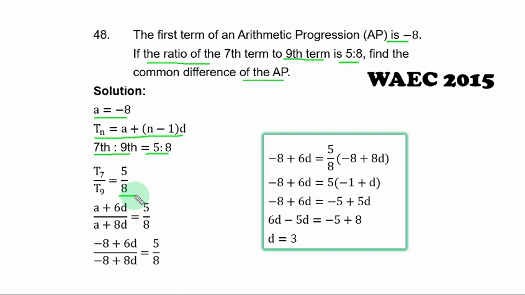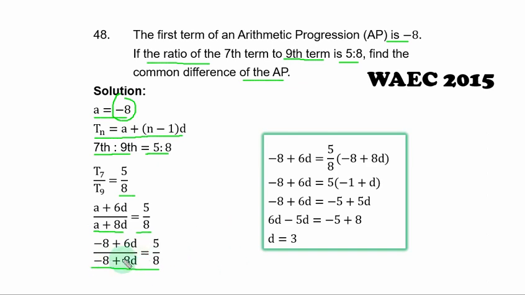In a given AP, the 7th term is A plus 6D. You come here and put n to be 7. 7 minus 1 is 6. So you have A plus 6D as the 7th term. And the 9th term is A plus 8D, equal to 5/8. The first term is minus 8. You replace A with minus 8 respectively.